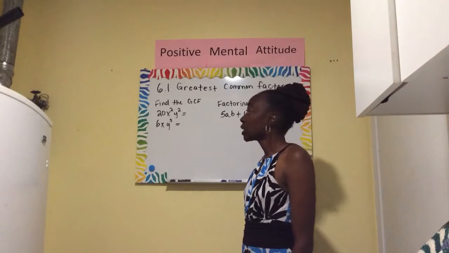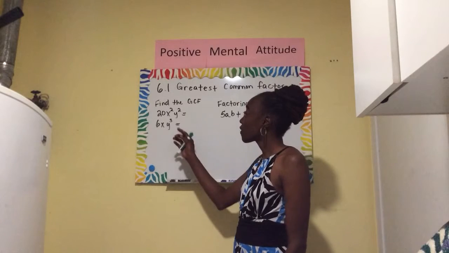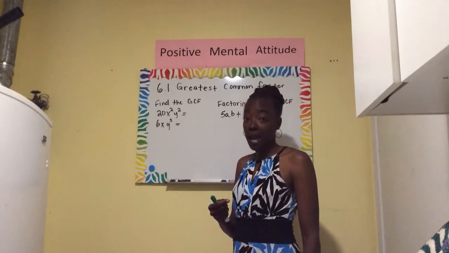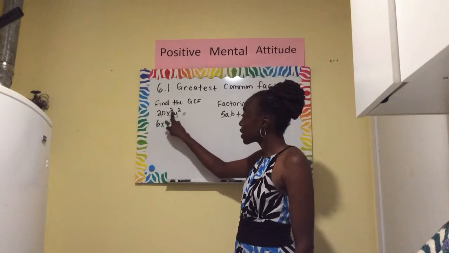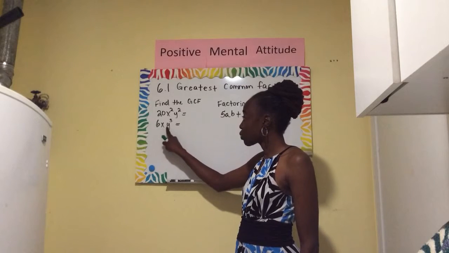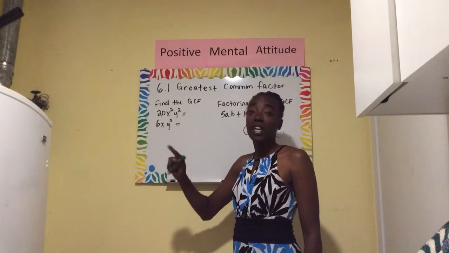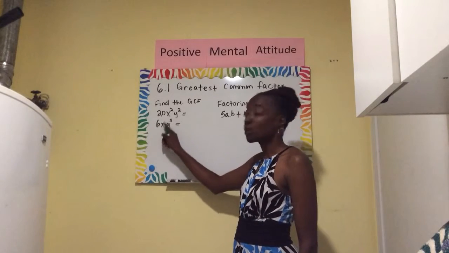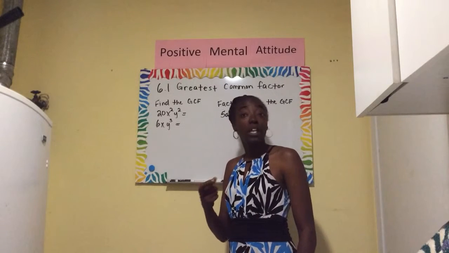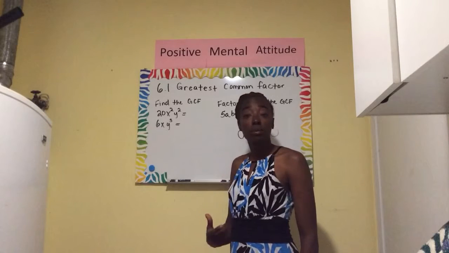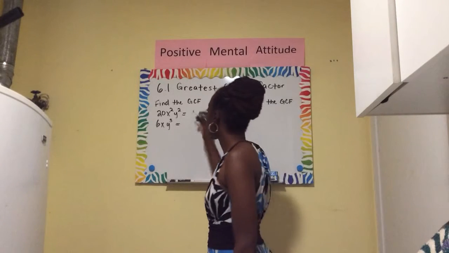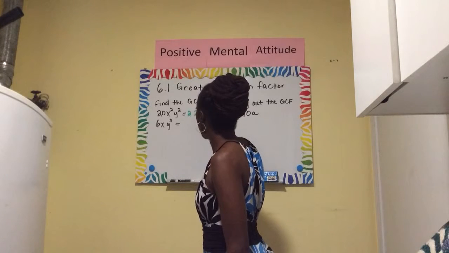These examples we're going to look at in this video are going to cover finding the GCF with numbers and variables combined. So we have 20x squared y squared, and we have 6xy to the third. If we want to find the GCF between the two numbers and variables, you've got to find the GCF between the numbers, then find the GCF between the variables, and then put the two together. So the prime factors of 20 are 2 times 2 times 5.